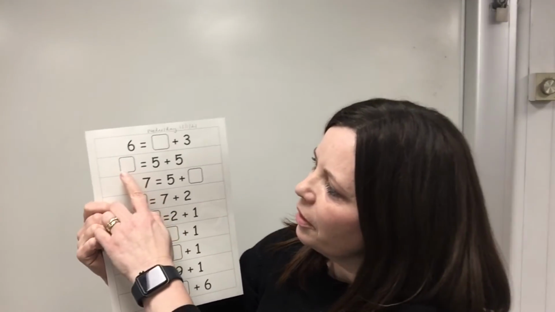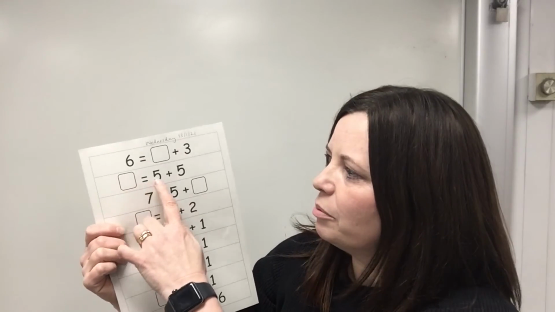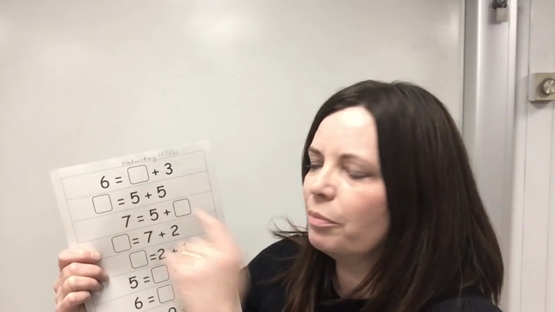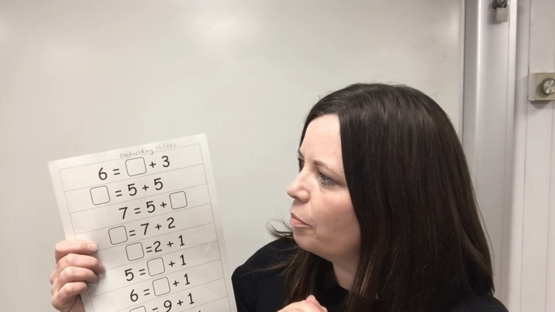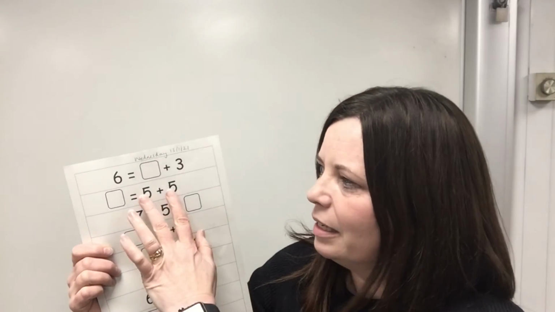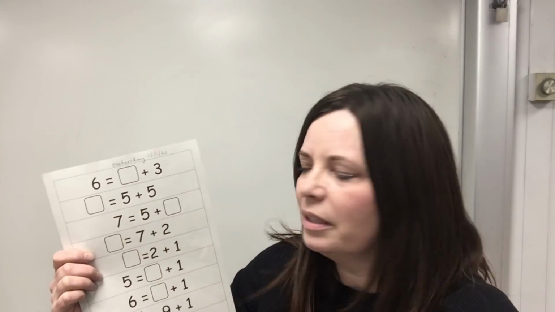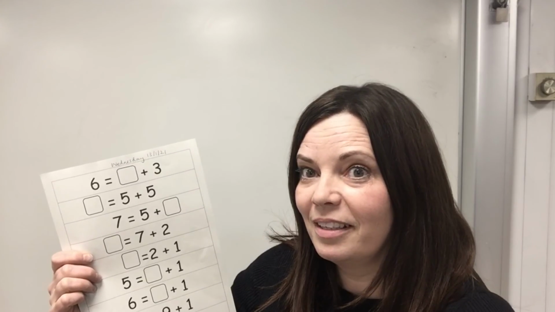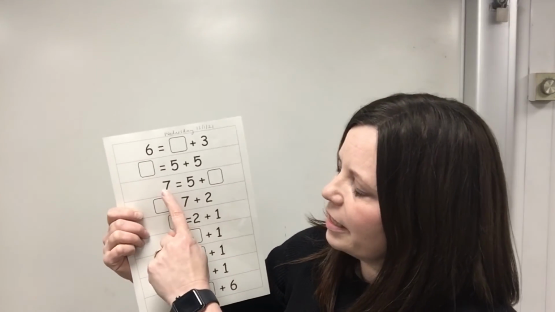So the next one starts with an empty box. So it's something equals 5, add 5. Now I know, and you know that number. That's a number sentence I think you already know, and we were looking at it yesterday. So 5 and 5 equals... Right, and you need to put the answer in the box. Okay, so that's for that one. Then let's have a look at the next one.